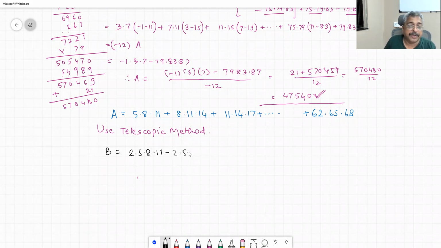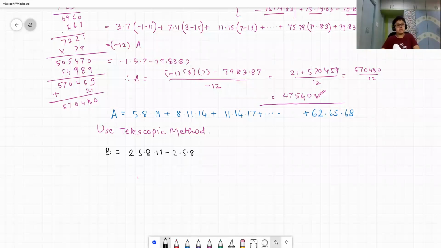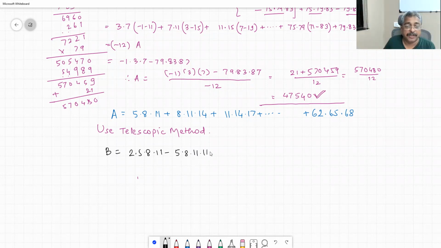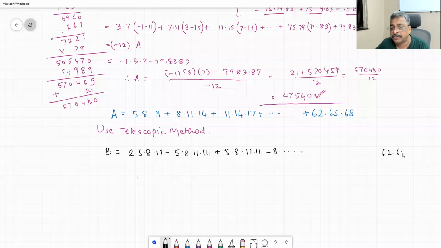2 into 5 into 8 into 11, minus, next term 5 into 8 into 11 into 14 plus 5 into 8 into 11 into 14 minus 8 into dot dot dot, last term is 62 into 65 into 68 into 71.